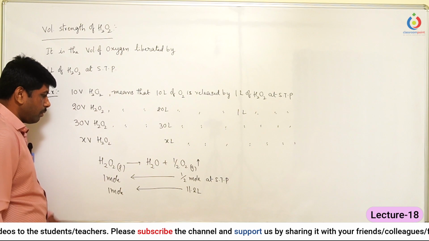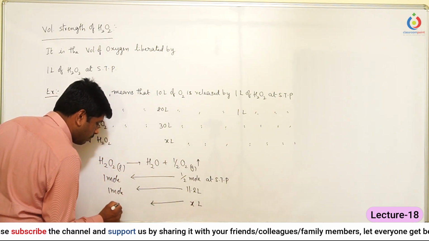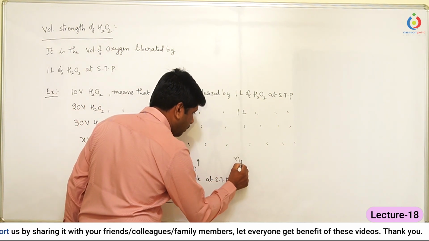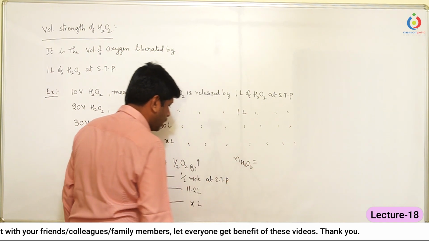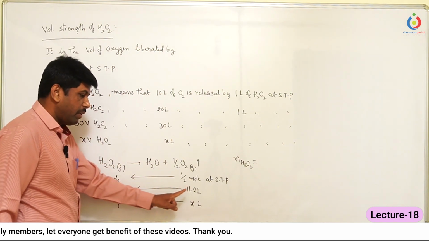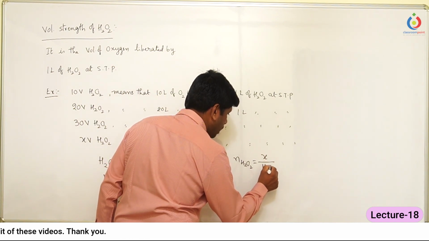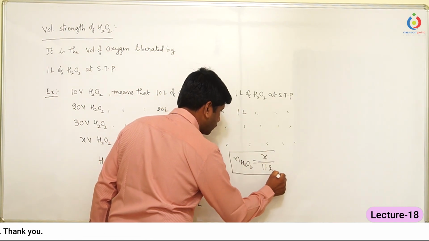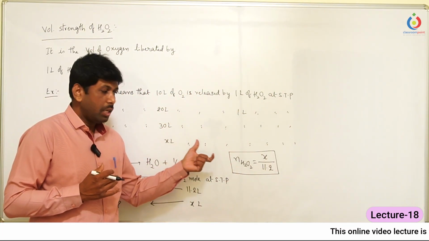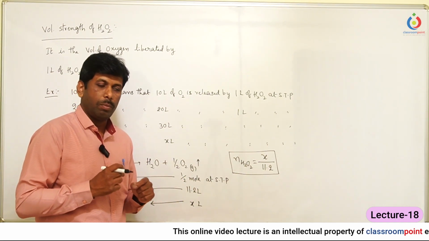Then if we take X volumes, X liters of oxygen is released by how many moles of H2O2? The number of moles of H2O2 equals, by cross multiplication, X into 1 mole divided by 11.2, so we can write X divided by 11.2 moles. Now let us try to relate this number of moles. This is the important result we got here, and it can be connected to all the remaining formulas.